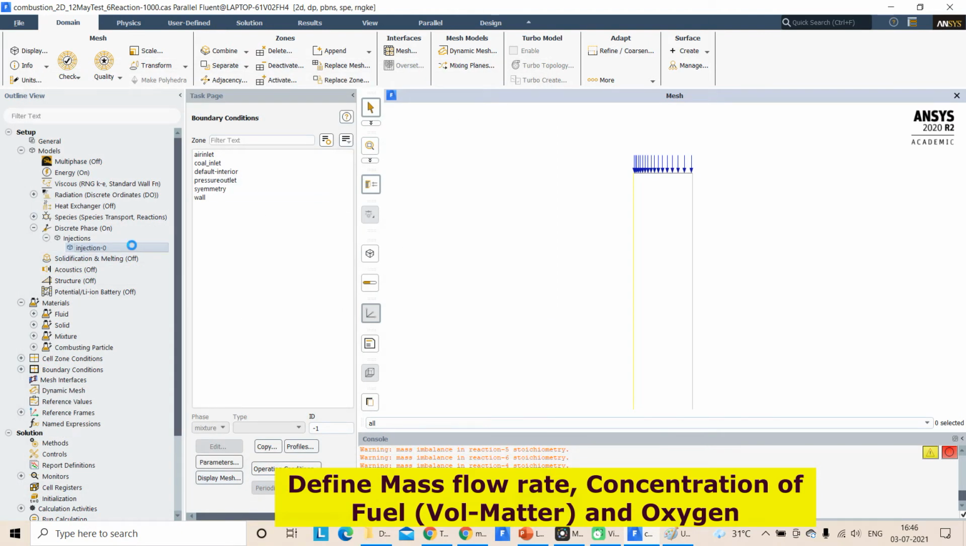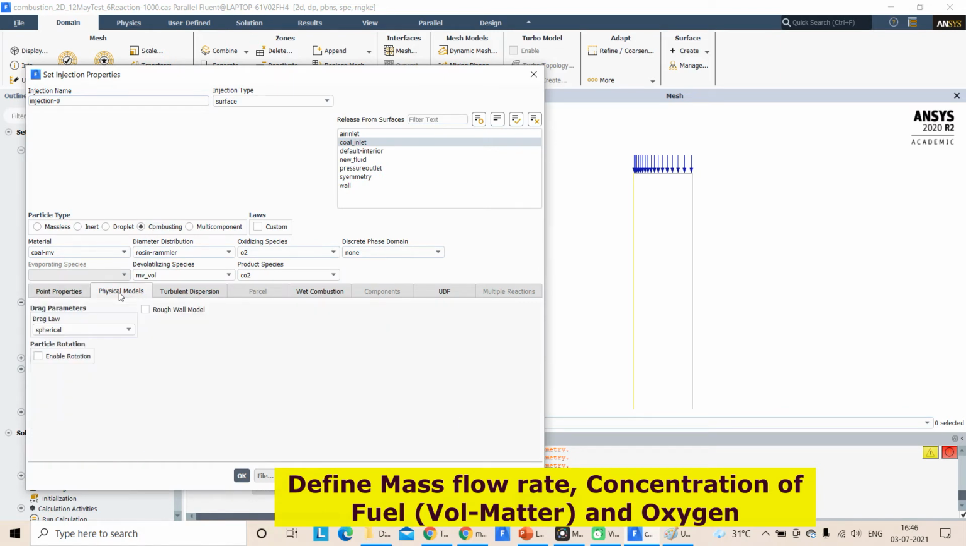Other thing is left. Then physical model.